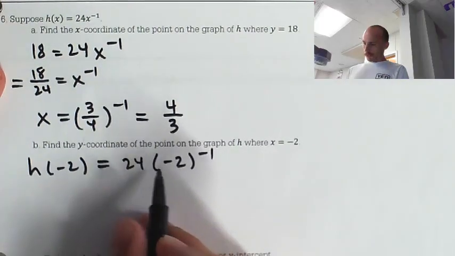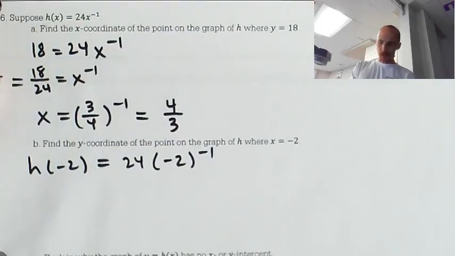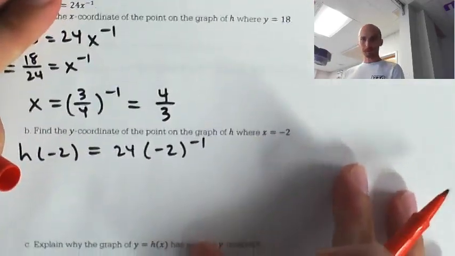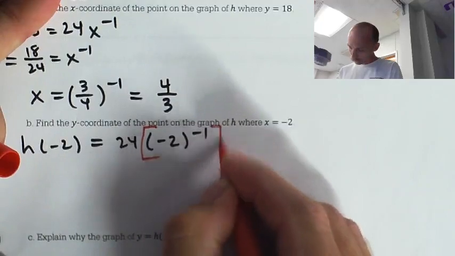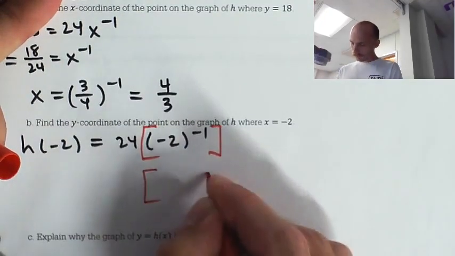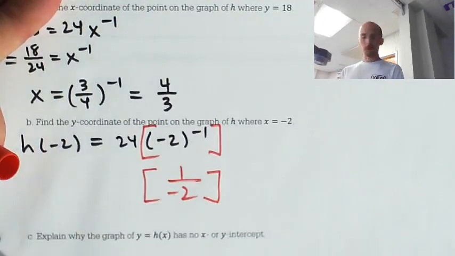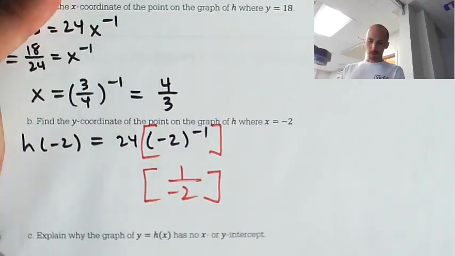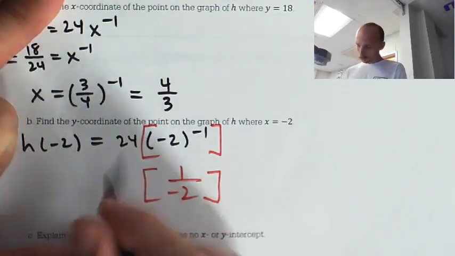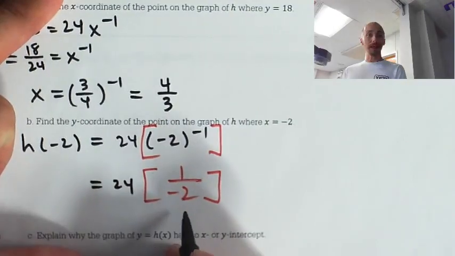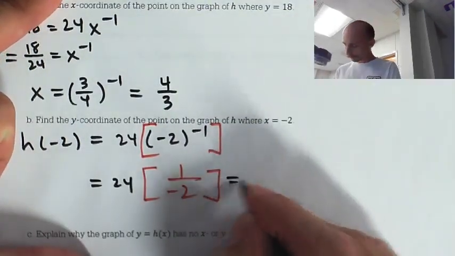So maybe I'll just look at this guy right here, this 2 to the negative first power. What that really is, is 1 over negative 2 to the first power. So I'm just going to be dividing by negative 2. So I'll have 24 multiplied by negative 1/2. That will be negative 12.